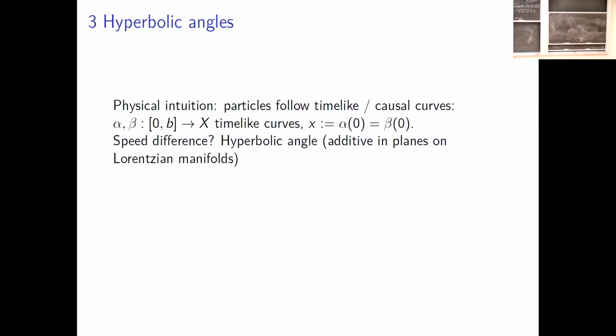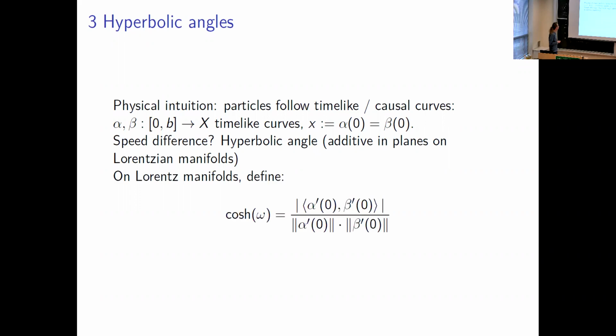Okay, we define hyperbolic angles. So what should a hyperbolic angle be? Well, physical intuition would be: I have two particles flying around, they meet at some point, and what's the speed difference between them? The correct measure for that would be the hyperbolic angle. For Lorentzian manifolds, that's the standard definition: the absolute value of the inner product of the normalized initial velocities should be the hyperbolic cosine of the angle. So what to do on Lorentzian prelength spaces, because such options are not available?